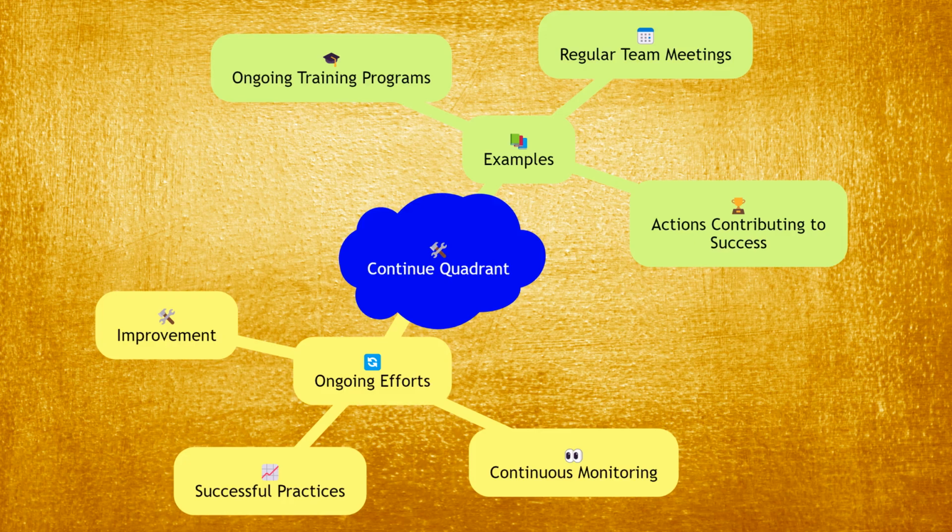The Continue quadrant is similar to the Keep quadrant, but with a focus on ongoing efforts that are already in place and should be sustained. This quadrant helps to ensure that successful practices are not only maintained, but also continuously monitored and improved. Examples of items in this quadrant might include ongoing training programs, regular team meetings, or any other actions that are already contributing to the team's success and should be continued.